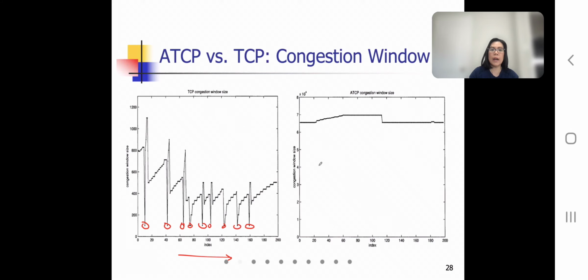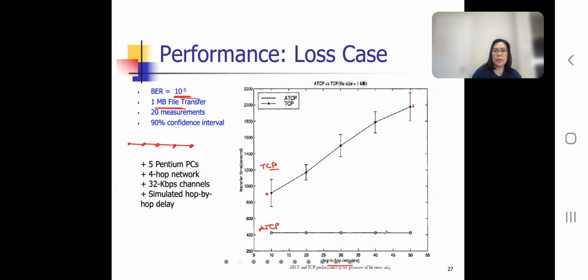On the other hand, the window size for ATCP almost remains constant. You can see here, it almost remains constant. And that's why it can send a lot, because the window size is not reduced by packet loss. That's why ATCP can perform much better. It requires much less time to transfer the whole file. In this case, we assume that the packet losses are caused by high bit error rate.